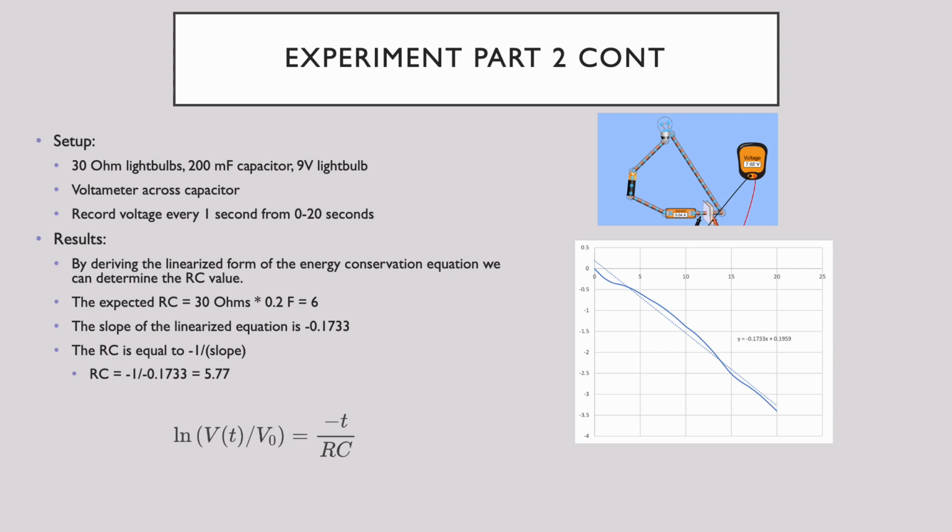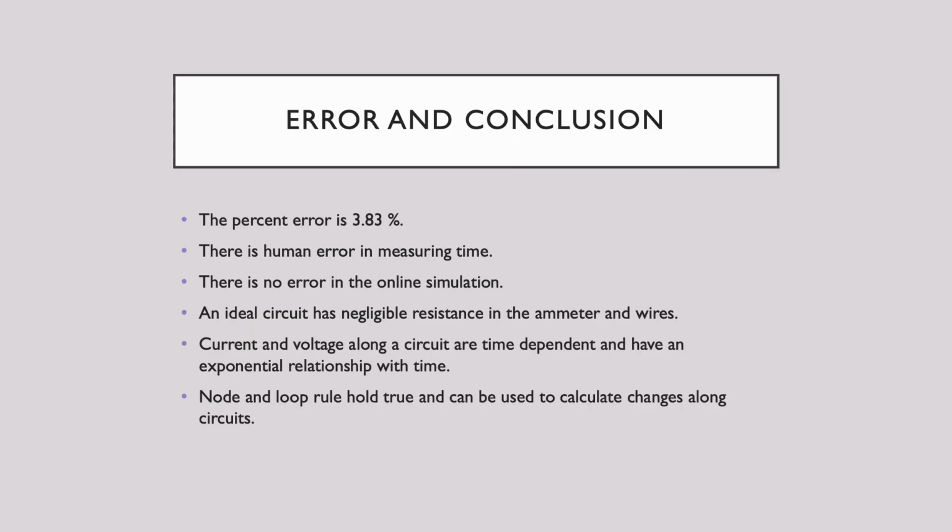The expected RC was 30 ohms times 0.2 farads, which was 6 for the RC value, and the slope of the linearized equation is negative 0.1733. So we can calculate the RC by taking negative 1 over the slope, which gives us 5.77. The calculated percent error was 3.83%, and this probably is due to human error in measuring time, since there's no error in the online simulation, because an ideal circuit has negligible resistance in the ammeters and wires.